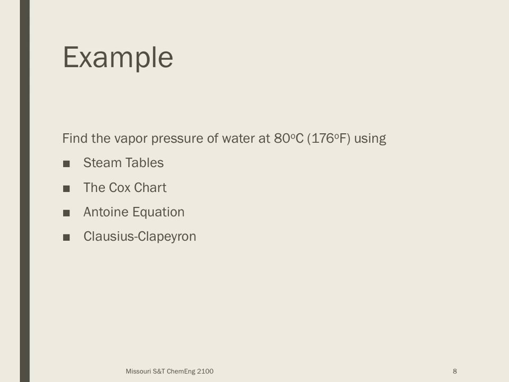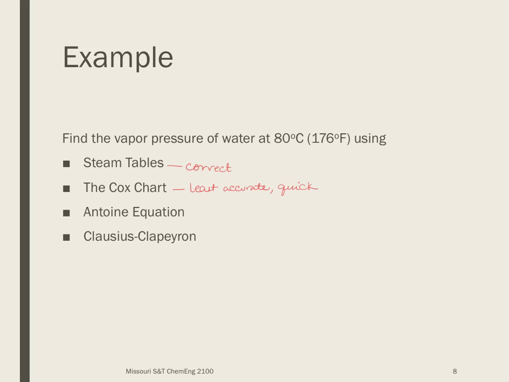Next, let's look at an example. So we want to find the vapor pressure of water at 80 degrees C, which is the same as 176 degrees Fahrenheit. I know you could have done that conversion yourself, but I chose to do it for you to make life a little easier. We want to do this using the steam tables, which should be the correct answer. Okay, so this one should be what I would call correct. And we also want to use the Cox chart, which is probably going to be the least accurate, mostly because of our ability to read the graph, but it'll be a quick method. I just have to find the numbers on the graph and read it off.